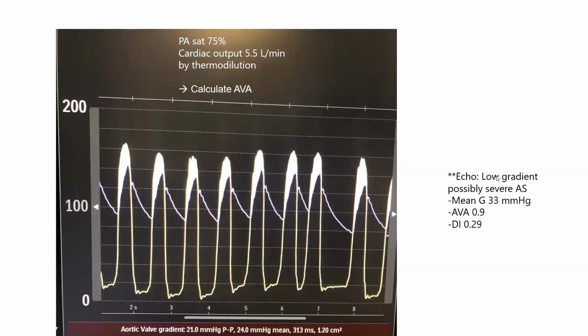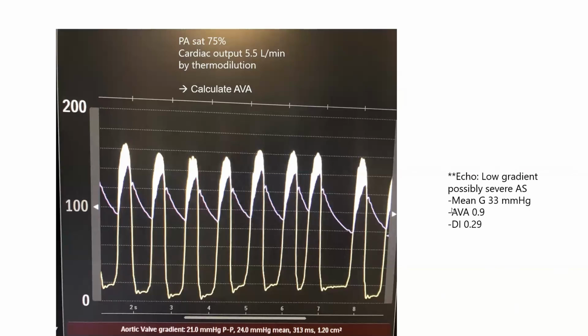So this patient had an echo showing low gradient, possibly severe AS. Mean gradient by echo was 33, aortic valve area was 0.9, and dimensionless index was 0.29. I want you to know, grossly, all those low gradient, possibly severe AS, meaning valve area less than 1 with a mean gradient less than 40 by echo, and the ones with normal EF, grossly, half of them are not severe AS. Half of them are an error in measurement, particularly in the measurement of the valve area because of LVOT diameter underestimation.